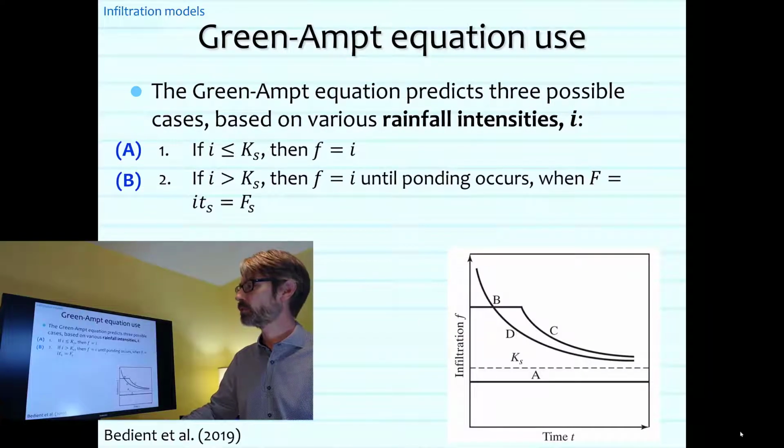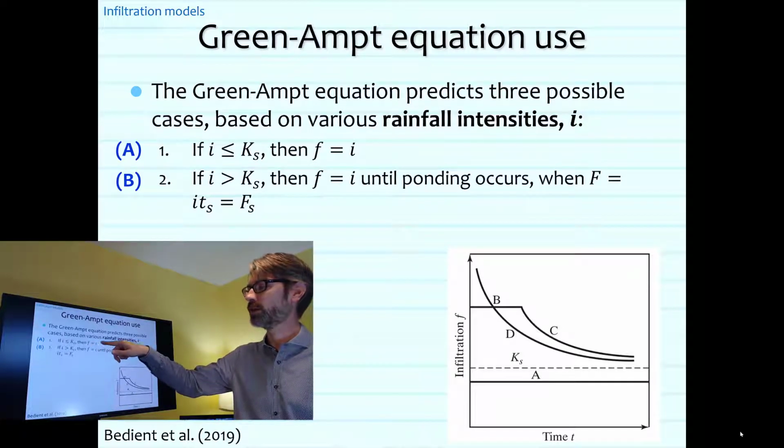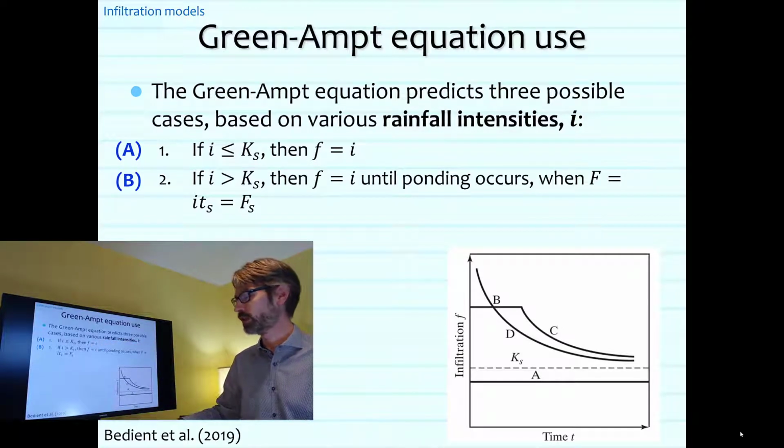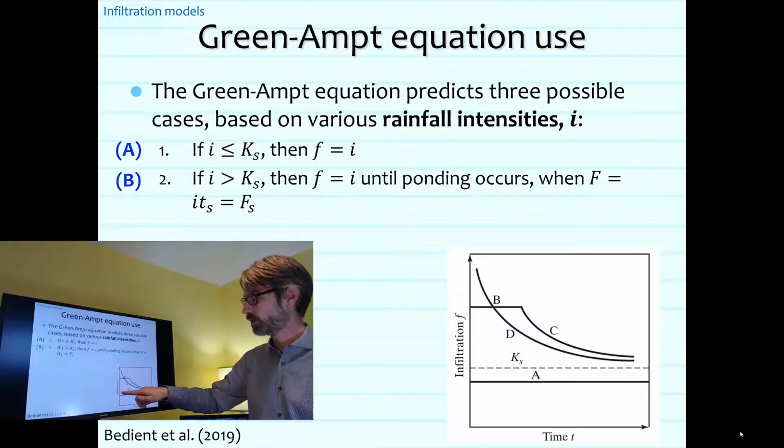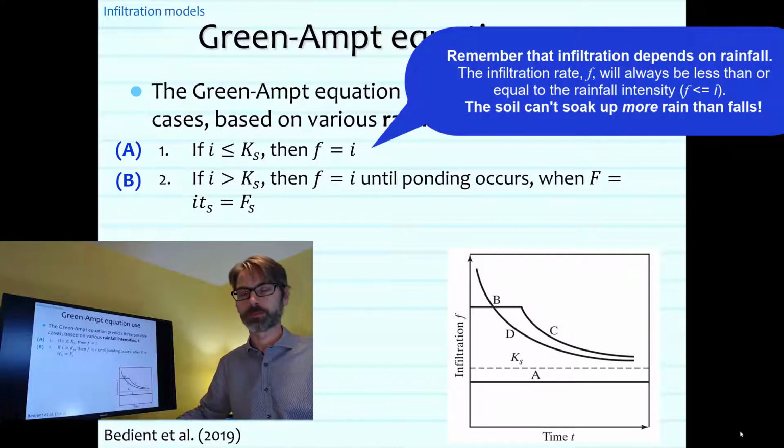Remember that the Green and Ampt equation predicts three possible cases, which are based on various rainfall intensities. Case A is where the rainfall intensity is less than the saturated hydraulic conductivity, and so my infiltration rate is just equal to the rainfall intensity. That's down here in A. Okay, and note that this is showing the saturated hydraulic conductivity, Ks.